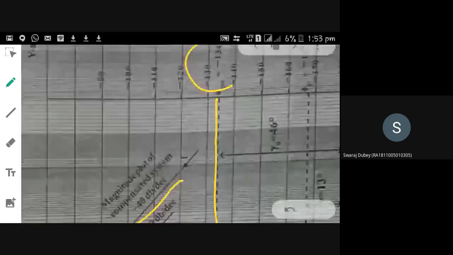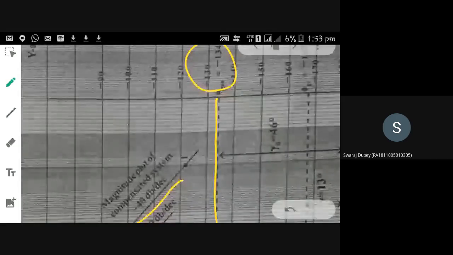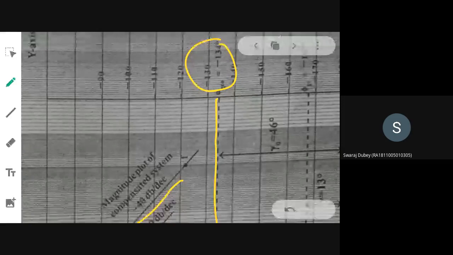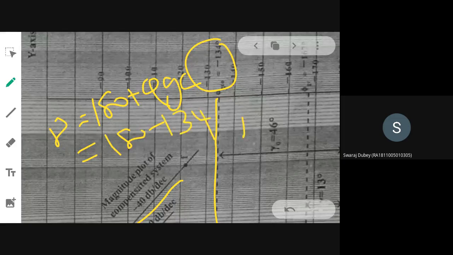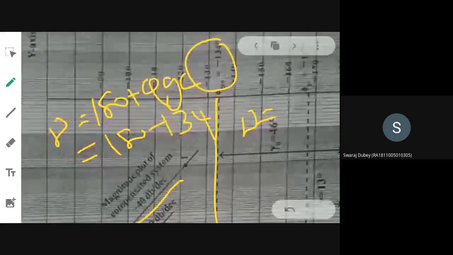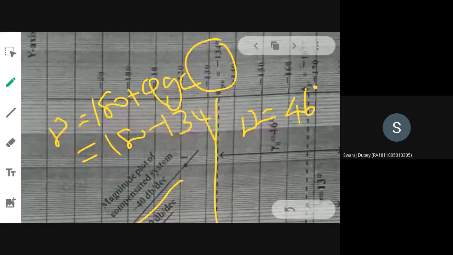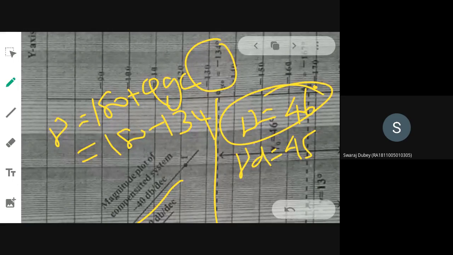Now I have got minus 134. Then I will substitute that in the general formula, so 180 minus 134. What is my gamma value now? 46. So the desired value is 45, and what I have got is around 46, greater than 45. So the design is satisfactory.